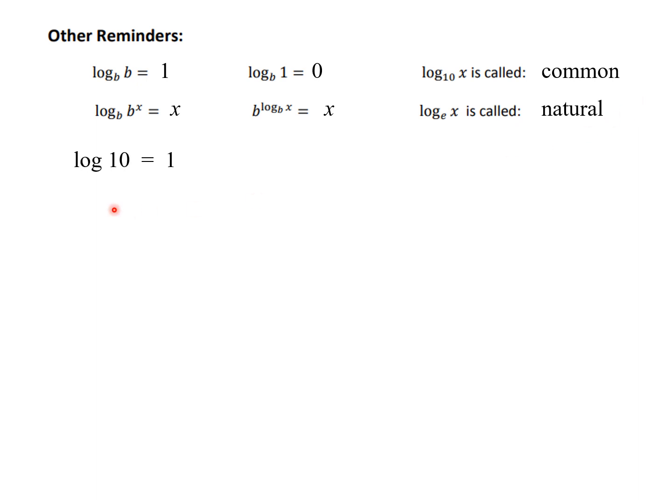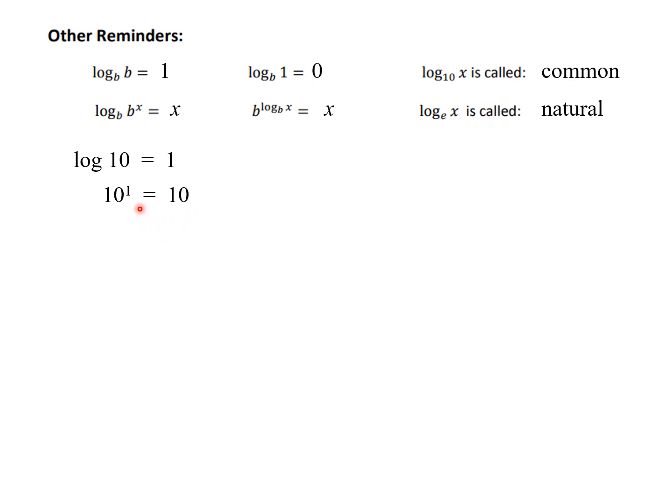Now, if I write something like this, log with no base, if there's no number down here as a subscript, that means it's a common log. It's to the base 10. And 10 to the first is 10, so the log of 10 is 1. 10 to the first is 10, so the exponent for that is 1.